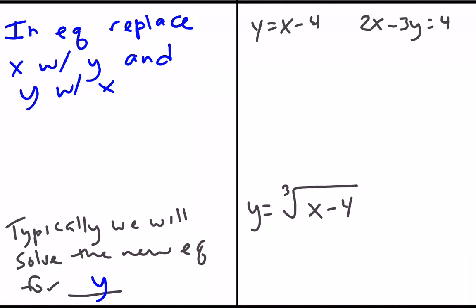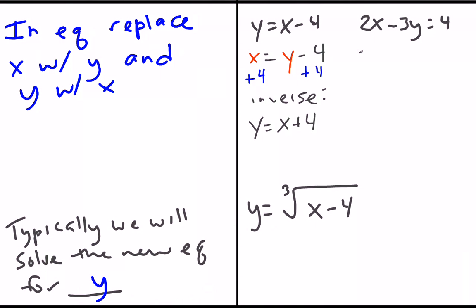So if my original is y equals x minus 4, my first step is to reverse x and y. And now I need to solve for y. So how would I usually solve for y there? I would add 4. So my inverse is, I'm sorry, that was so sloppy, y equals x plus 4.